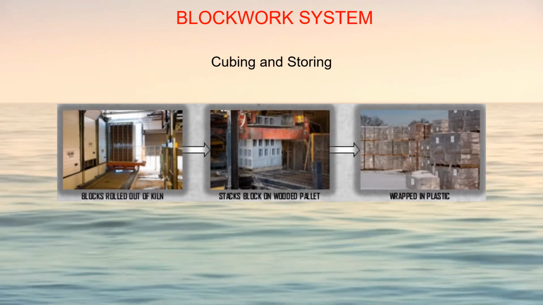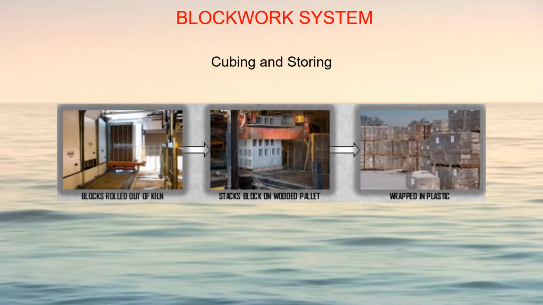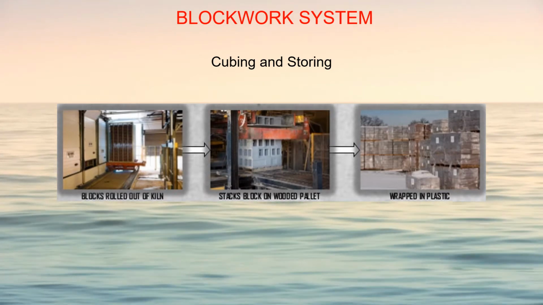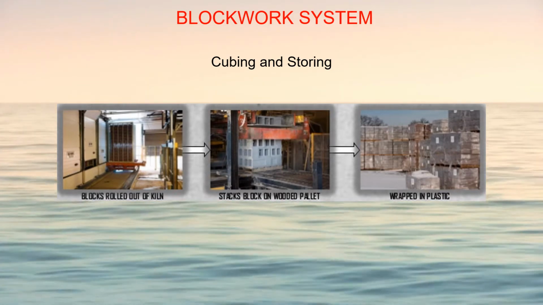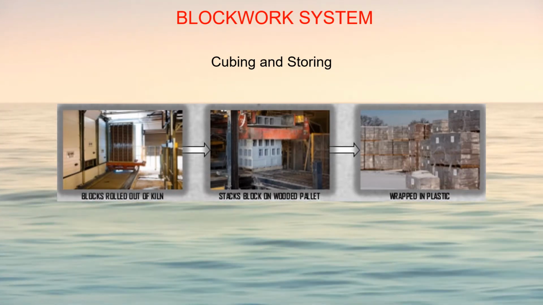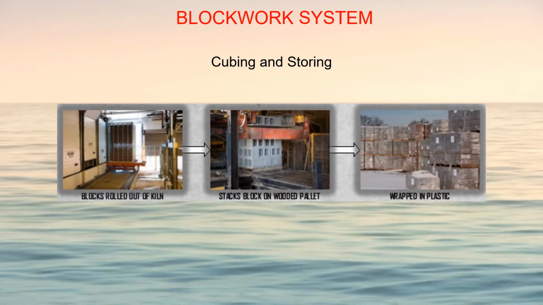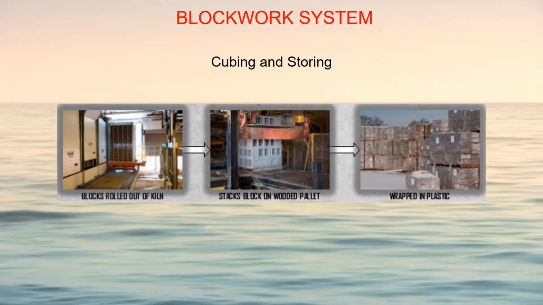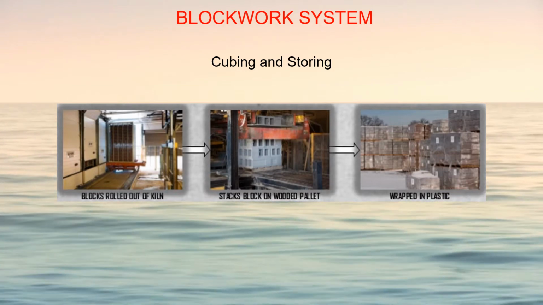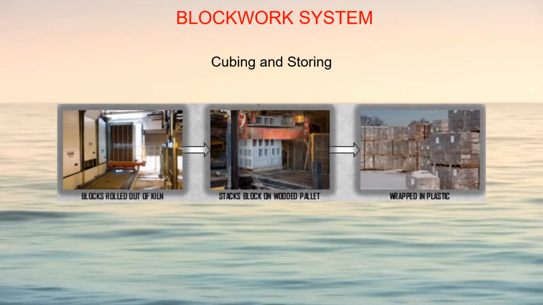Finally, cubing and storing. After the curing process is completed, the block is rolled out of the kiln. Each block is then unstacked and placed on a chain conveyor. Blocks are then moved on to the cubing system, which stacks the blocks on a wood pallet by aligning and stacking to form a cube of 4 blocks across by 3 blocks deep and 6 blocks high. The cube is wrapped in plastic for security and protection from the elements.